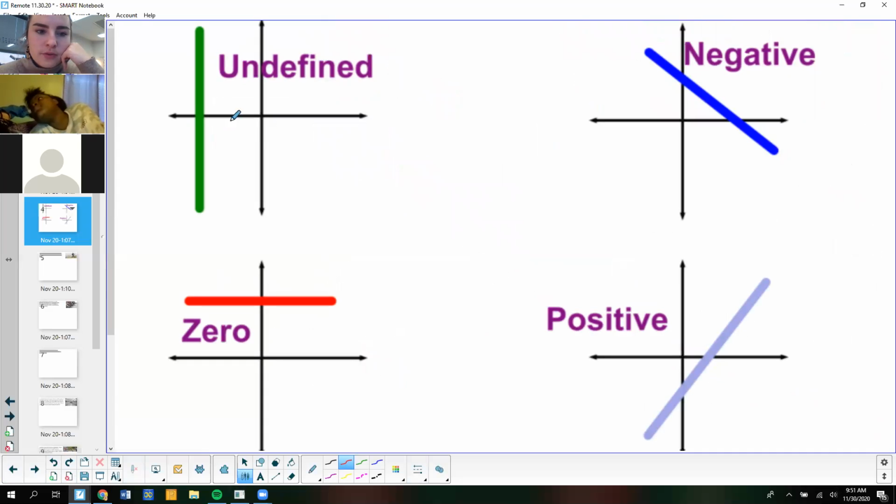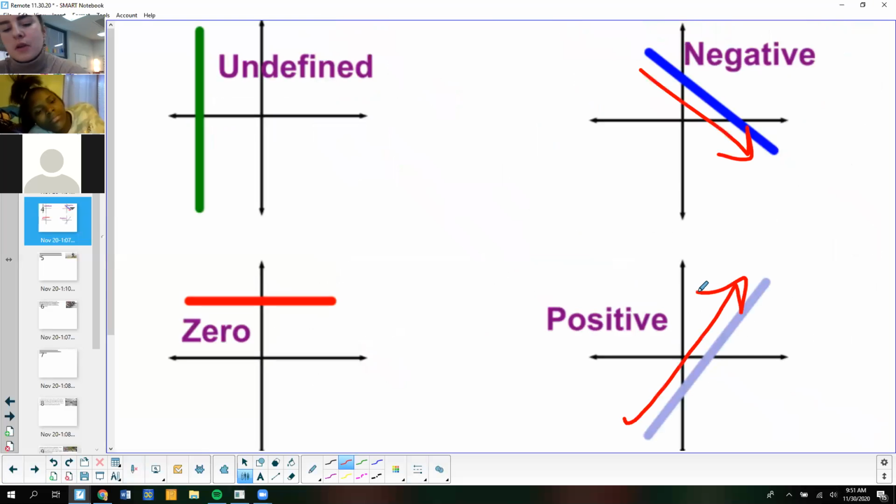So I did want to review with you guys. I just wanted to wake our brains up a little bit with that one, but I did want to go over slope types again. Remember, we've got negative slope, positive slope. Be really easy and burned into your brains at this point.